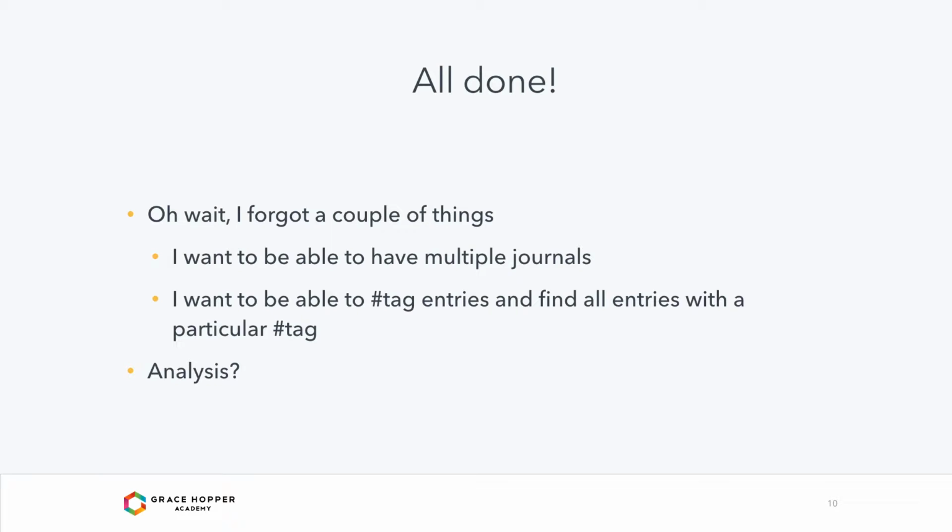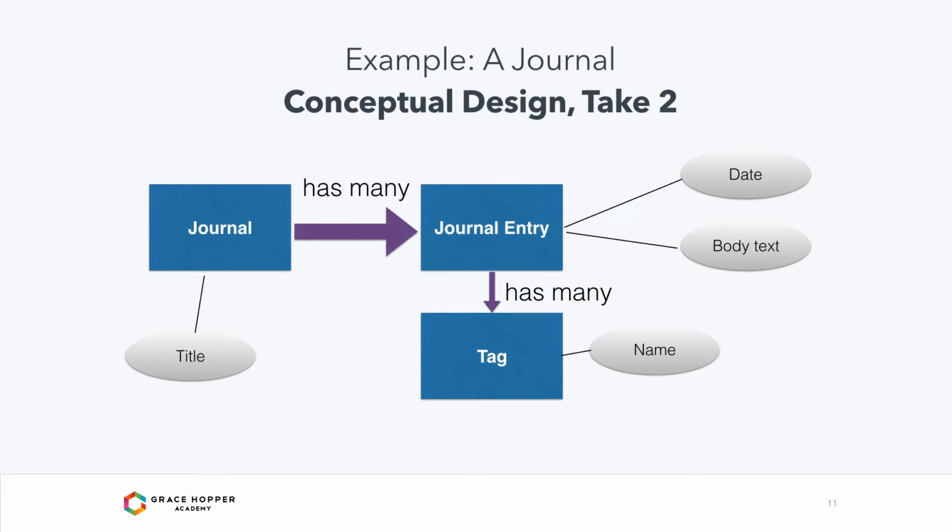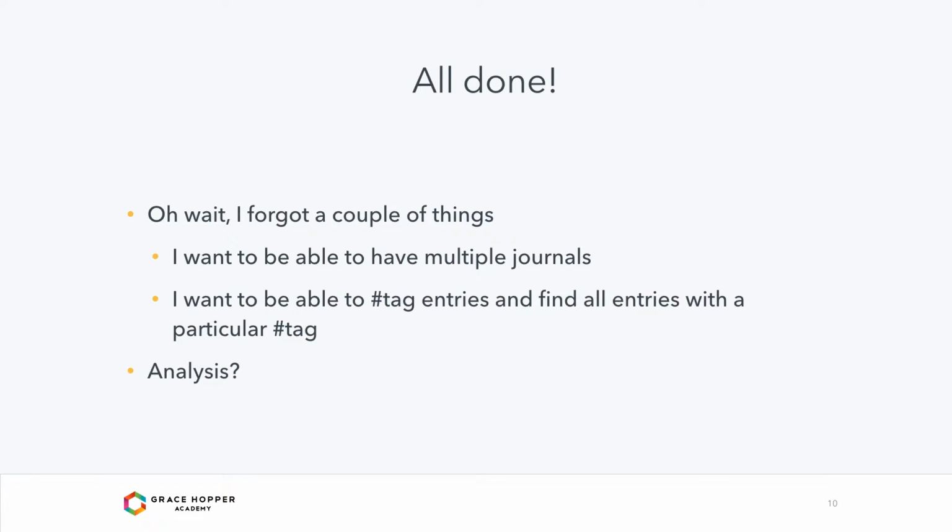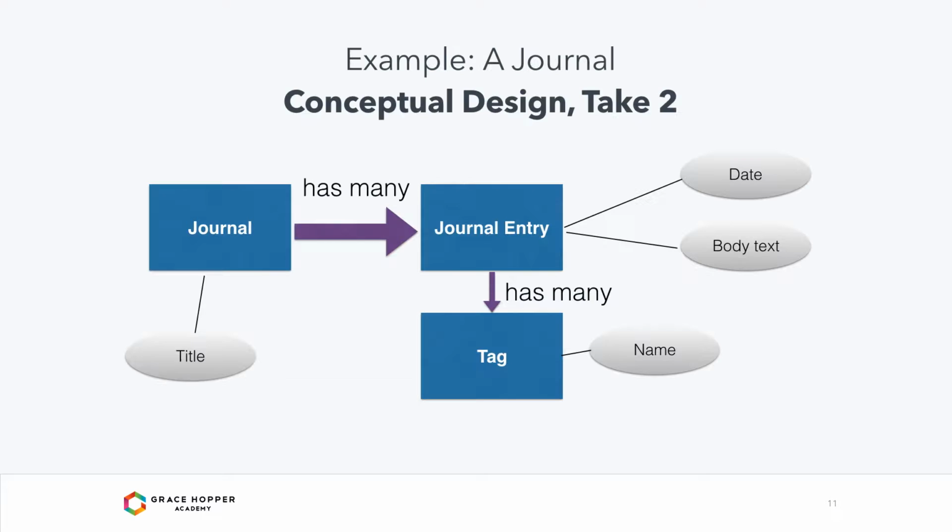Yeah, no, that is exactly what it's called. Cool. Oh yeah, and I don't know if I said a journal has titles. I didn't say that, but I put it on here. So now we have a journal entity, and a journal has many journal entries. It also has a title. And a journal entry has many tags, and each tag has a name. So we've added all this stuff.